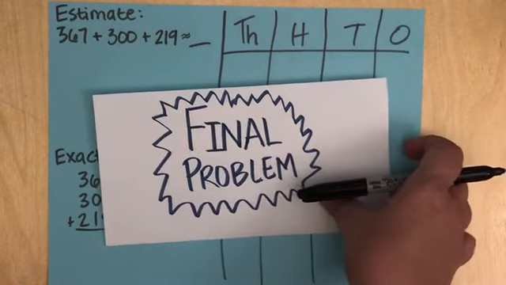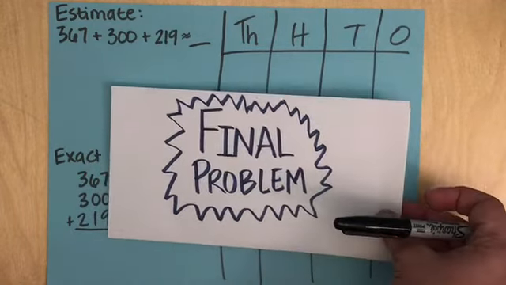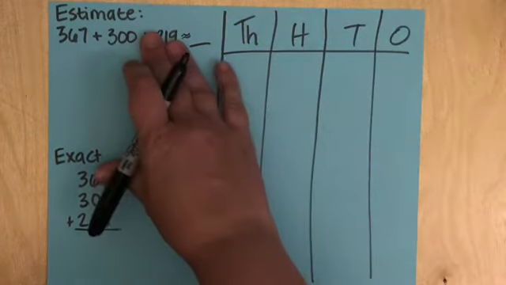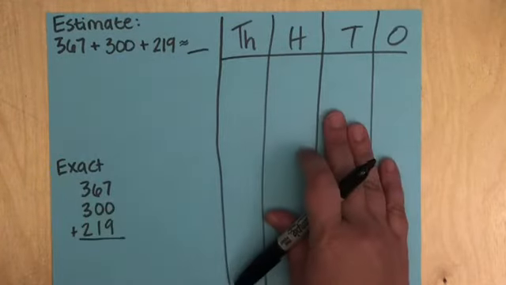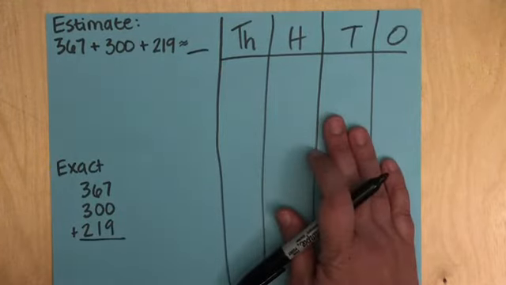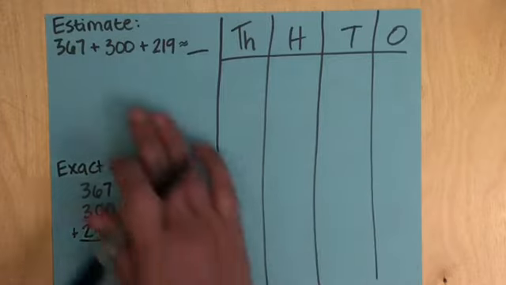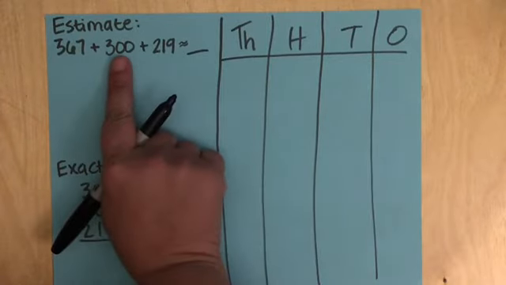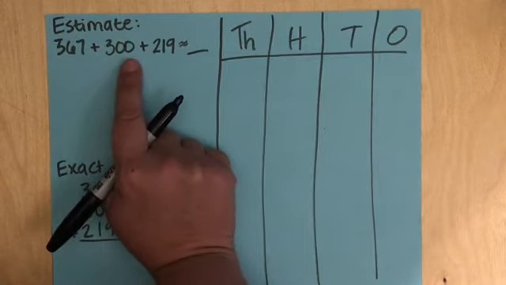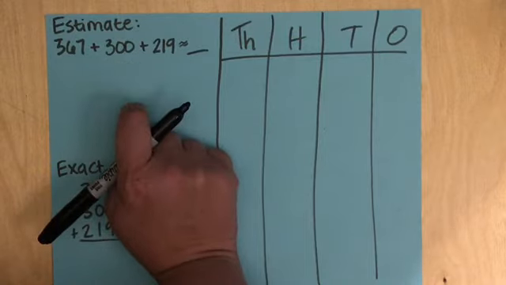Go ahead and solve our final problem. Find your estimate, your exact, and do your place value chart. This is a little different because we have 3 numbers here, but notice that this number right here, you're not going to need to round this. There's already 2 zeros, so that already makes it really easy for mental math.